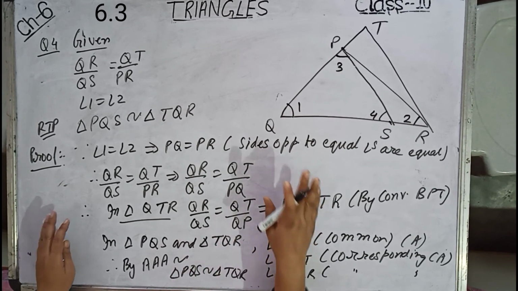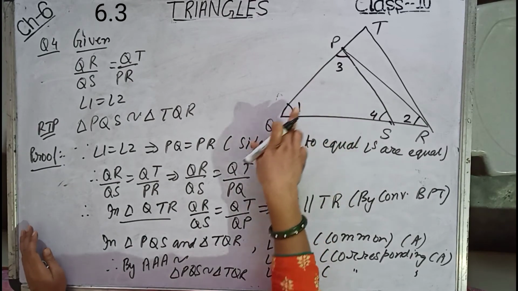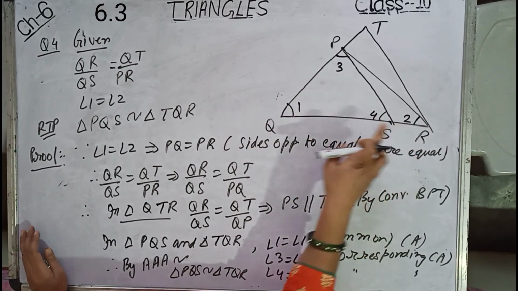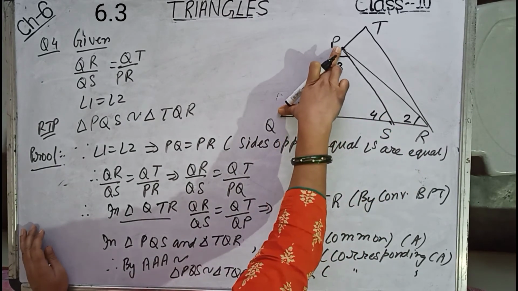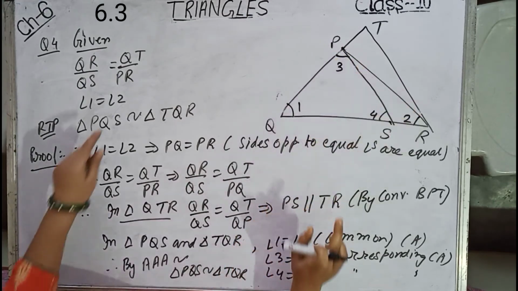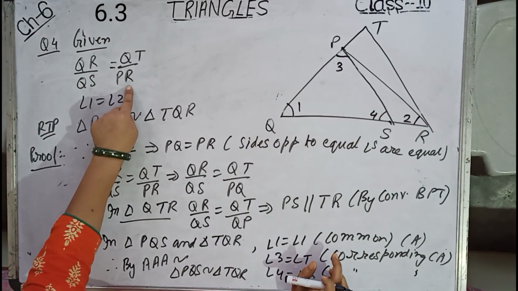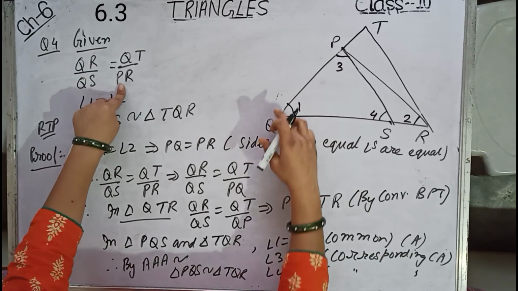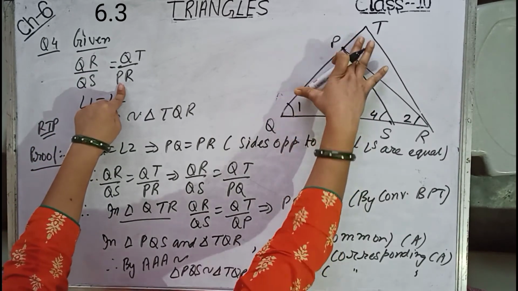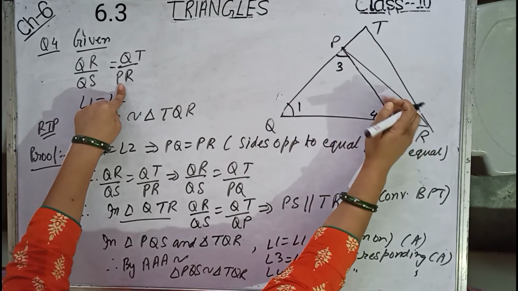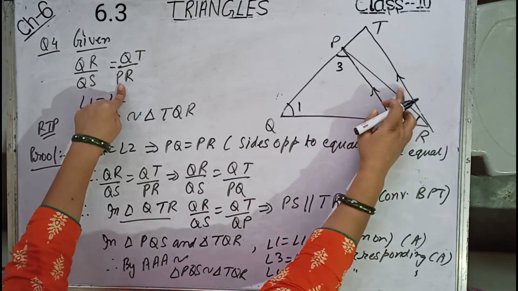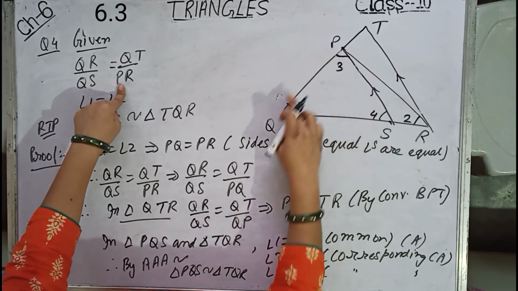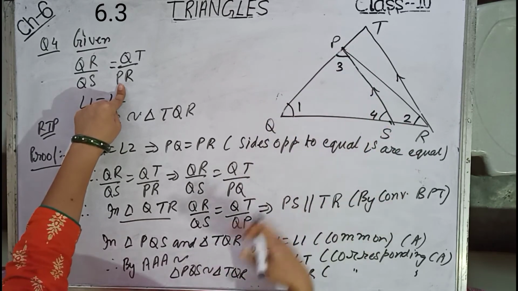Proved. So over here what we did: it was given angle 1 equals angle 2. So if angle 1 equals angle 2, then PQ will be equal to PR. So over here in place of PR we wrote PQ. Therefore we got QR by QS equals QT by PQ. Now in the bigger triangle, if this by this equals this by this, it means this is parallel to this. Now if this is parallel to this, then obviously these two triangles will be similar.